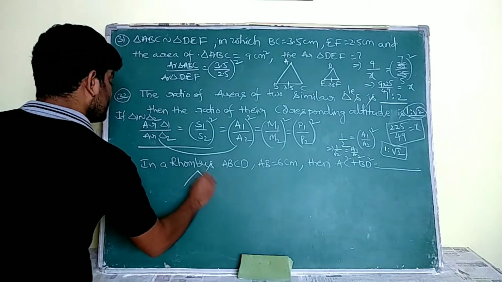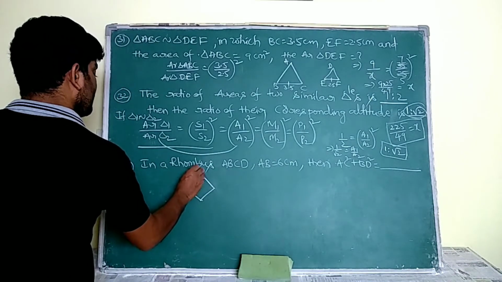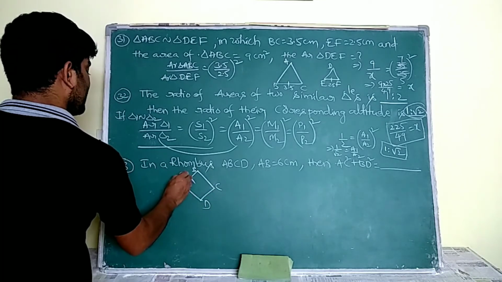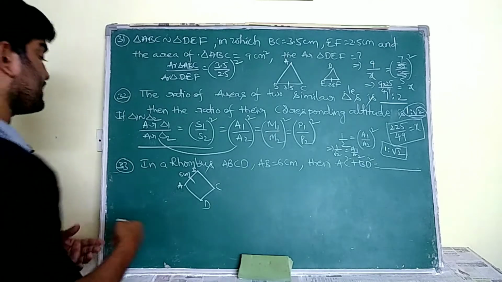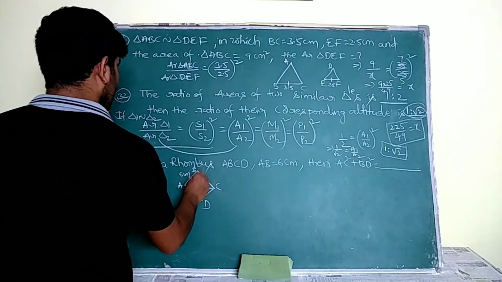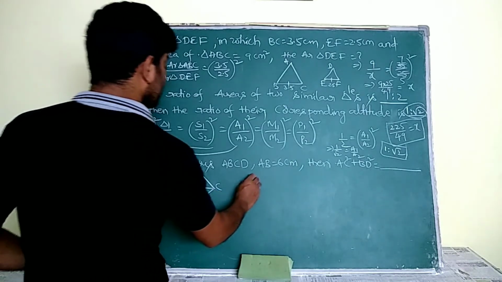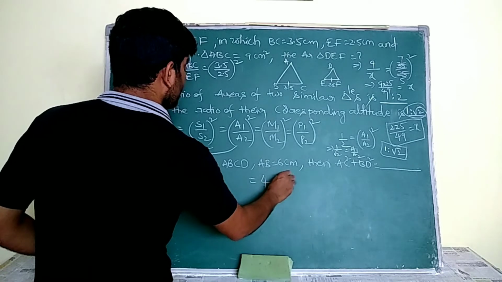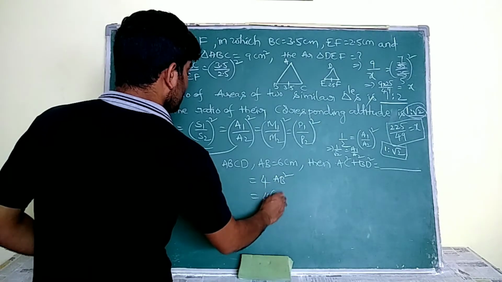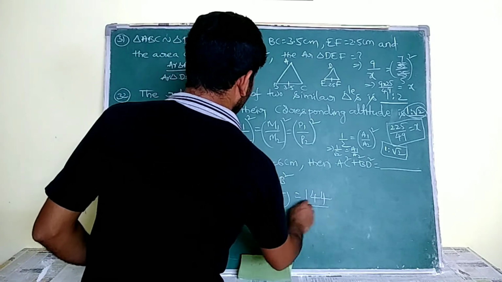See, in a rhombus, he is giving that this AB, let us take it as A, B, C, D. AB is 6 centimeters. We know that in a rhombus, the sum of the squares of the diagonals, that is AC square plus BD square, is equal to 4 into side square. That is 4 into 6 square, which is nothing but 144.